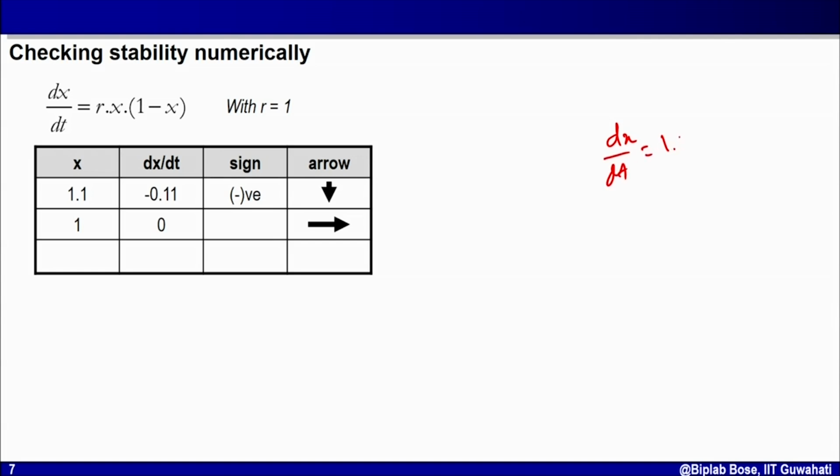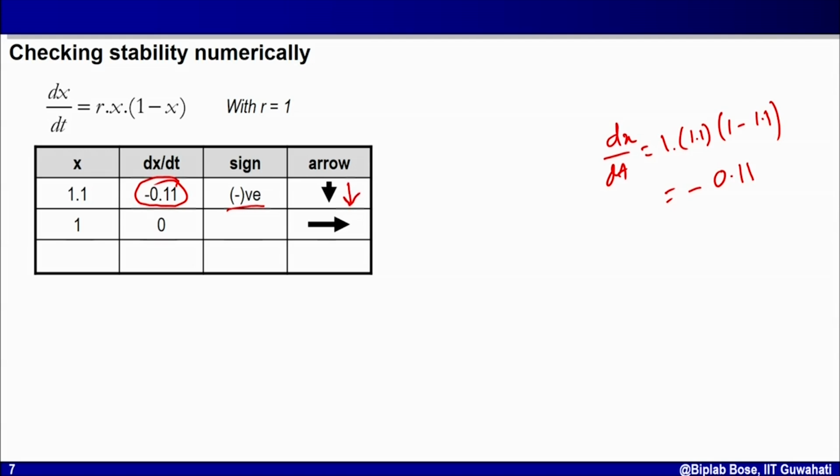That means dx dt is equal to r into x into 1 minus x, that is 1 into 1.1 into 1 minus 1.1. So this gives me a value of minus 0.11. So that value is written here. The sign of the derivative is negative. So with time x is decreasing. So I put an arrow indicating downwards.